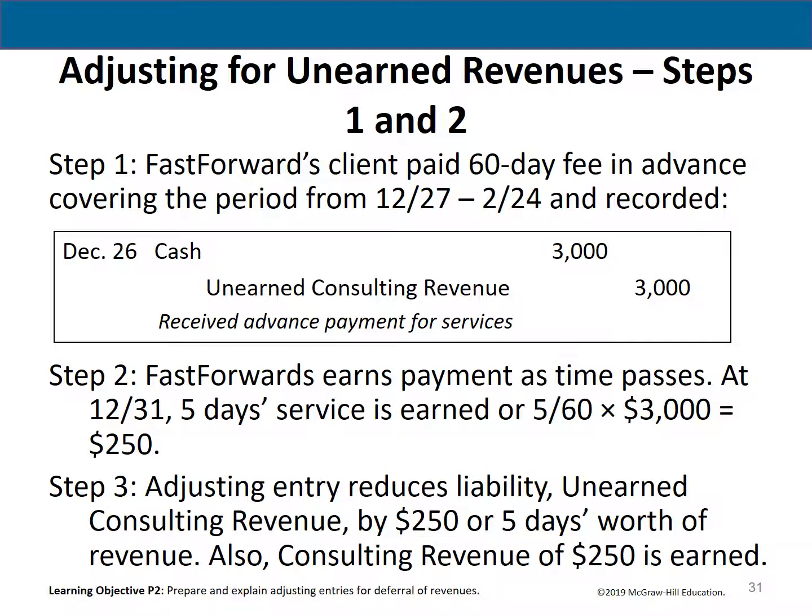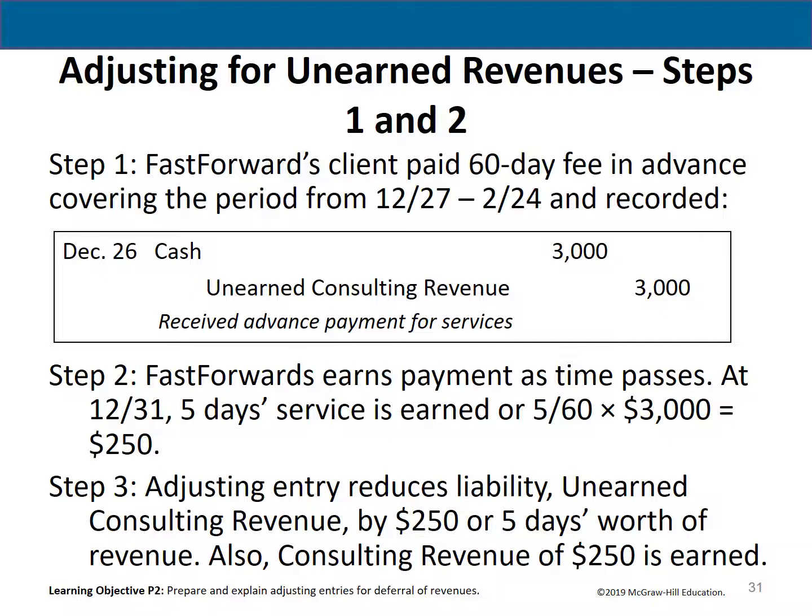Now, Fast Forward in step 2 earns payment as time passes. So what that means is they can call a part of that revenue each day. They don't do that until they're getting ready to do a financial statement. So it's December 31st. 5 days of the 60-day service has been earned. So 5/60ths, 60-day fee, remember, 5/60ths of the $3,000 can now be called revenue.